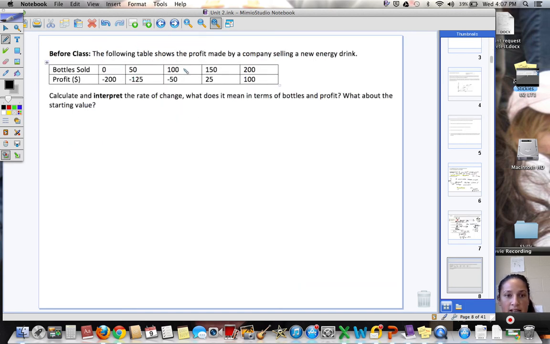So now before class, you're going to calculate and interpret the rate of change. What does it mean in terms of bottles and profit? And what about the starting value?